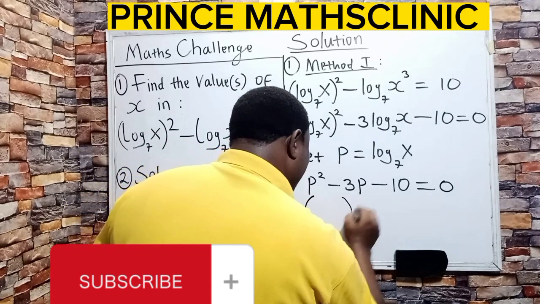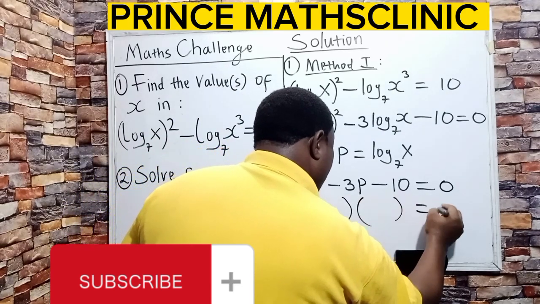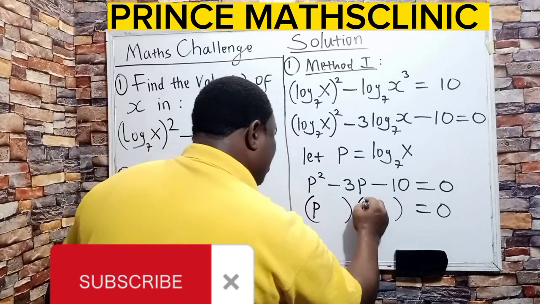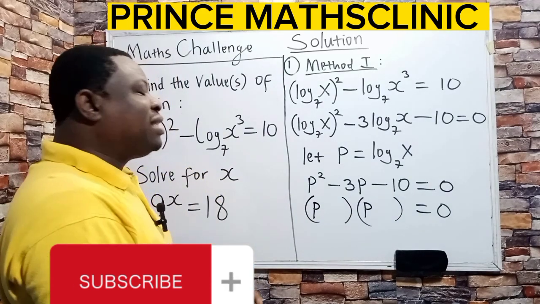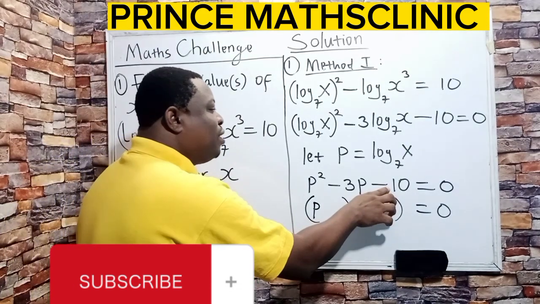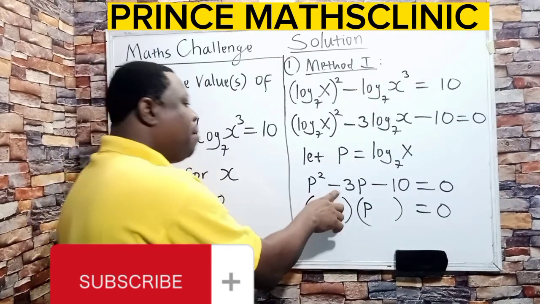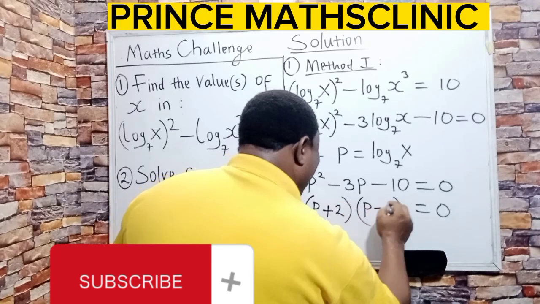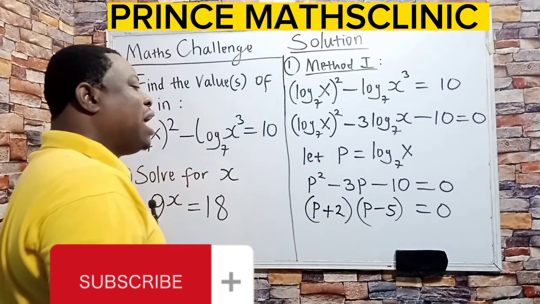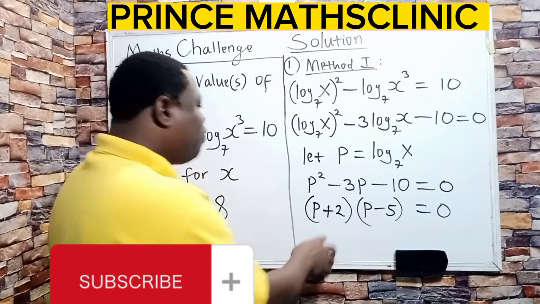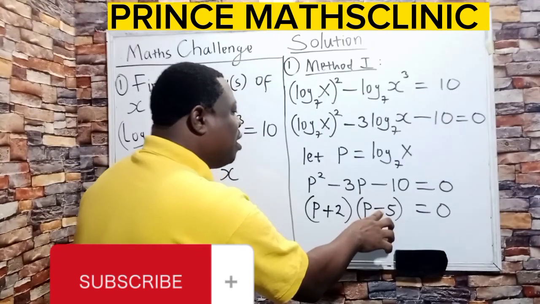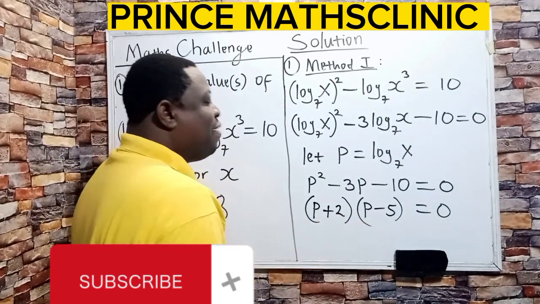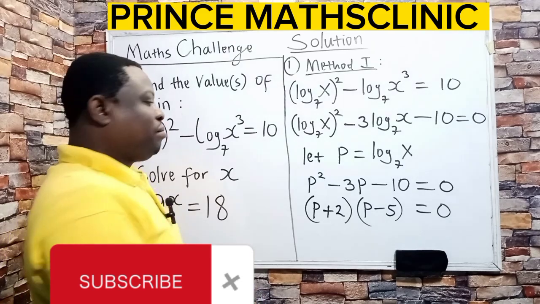Open two brackets, equal to 0. What I'm looking for here is p. Put a p here, put a p here. Two numbers that I will multiply to give me minus 10, and when I add them up, I'll get minus 3, are simply positive 2 and minus 5. Those are the two numbers, so that if I say plus 2 times minus 5, I'll get minus 10, and when I say 2 minus 5, I'll get minus 3.